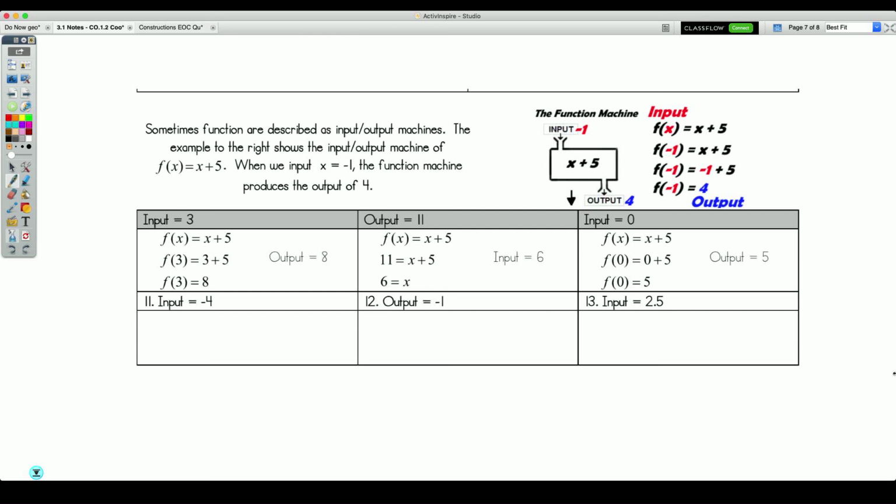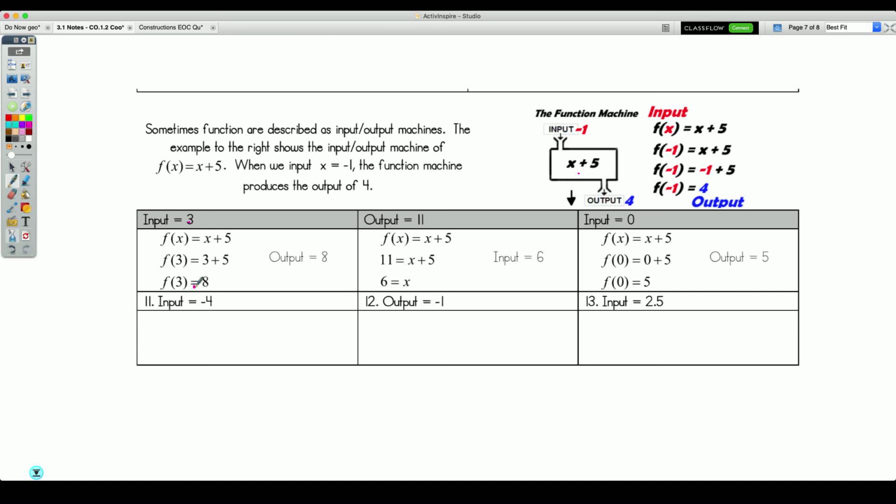Alright, this is just in another format called the function machine. So we see we have a function, we have an input of -1. When I plug it in, -1 plus 5 leaves me with my output of 4. So just kind of like another visual way to look at that. They're just using words instead of like an x or a y or an f of x. So my input was 3. I plugged that into my function, x plus 5, and I got my output of what? 8, right? 3 plus 5 is 8.